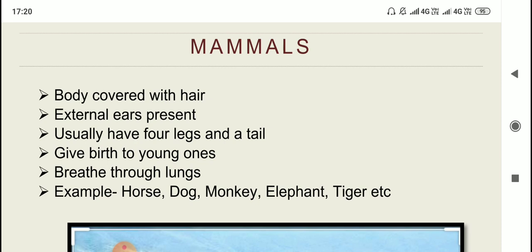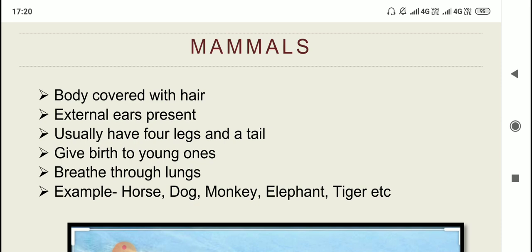So what do we call such animals who give birth to their young ones? Viviparous animals, right? So the young one develops inside the mother's body, and when the young one is born, the mothers take care of their young ones with their own milk, and we breathe through lungs. So these are the common characteristics.